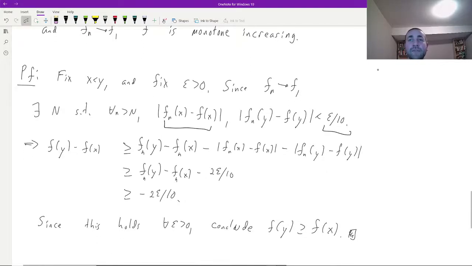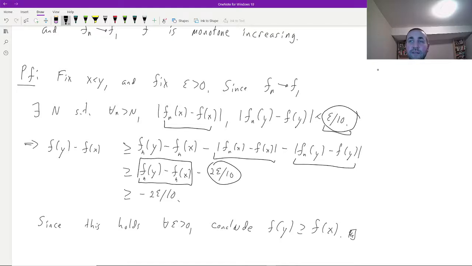So now I look and check to see what happens to f of y minus f of x, and I use my usual favorite telescoping sum identity to say that f of y minus f of x is bigger than f_n of y minus f_n of x minus these little defects, the difference between f_n and f at the points x and y. So that's bigger than f_n of y minus f_n of x minus, I just add up this error term here twice, 2 epsilon over 10. And then I remember that f_n itself is monotone increasing, and so this thing here is at least 0, and so I can remove it from the sum, and I get that f of y minus f of x is bigger than minus 2 epsilon over 10.